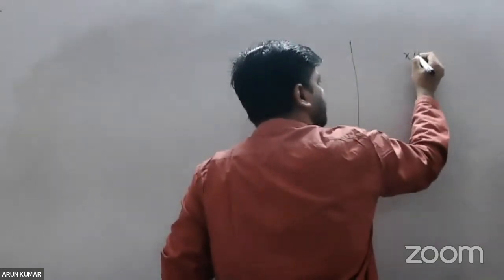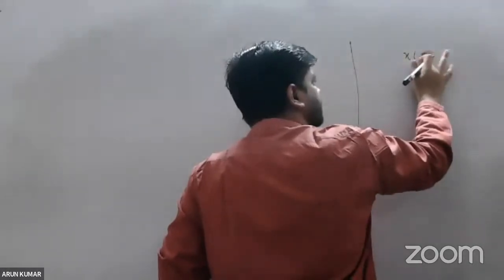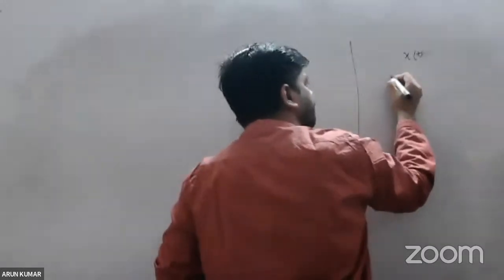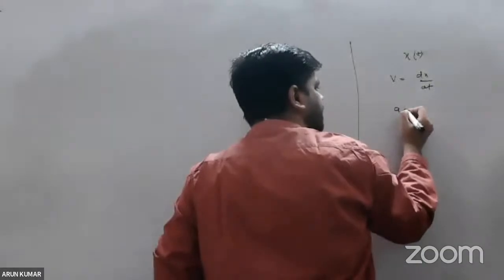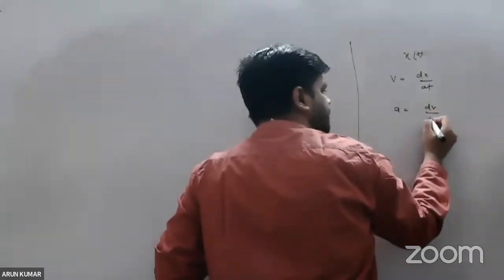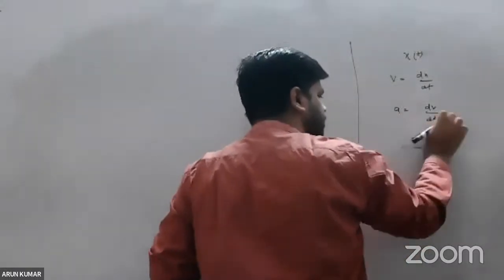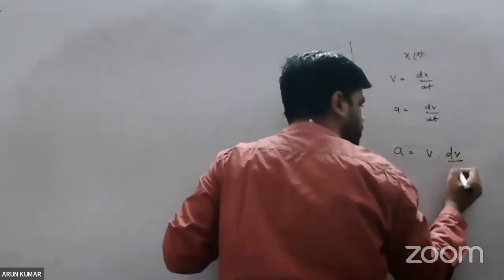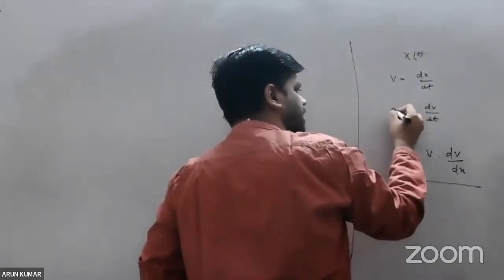If I get x of t, position as a function of time, then I know the motion of the particle. Because if I know x of t, I know v of t, which is dx by dt. If I know v, I know a, which is dv by dt. I can also know a by v dv by dx. Alright? These are derivative forms of the equations.